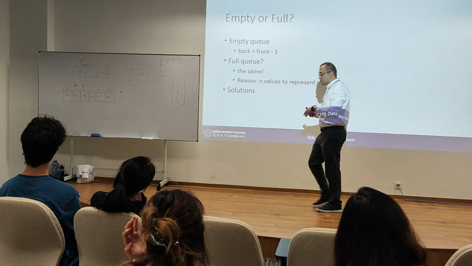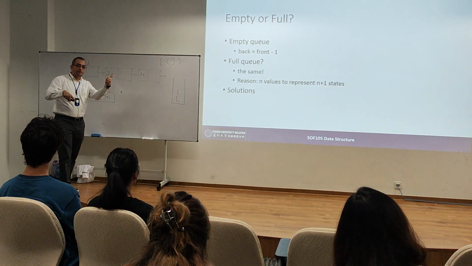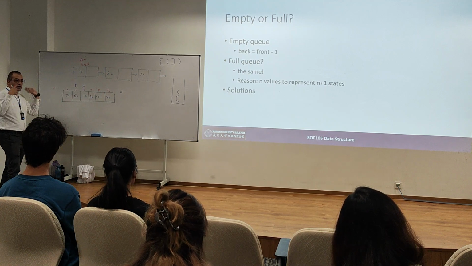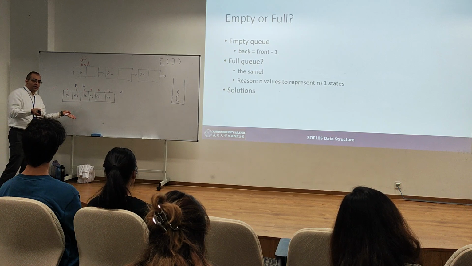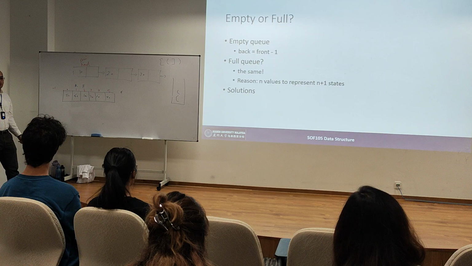That's it. That's the solution. I create a variable. Every time I do enqueue, what do I do to that variable? Plus plus. Every time I dequeue, what do I do? Minus minus. If the value is equal to the size of the array, or n minus 1, sorry, what does it mean? Full. The queue is full.